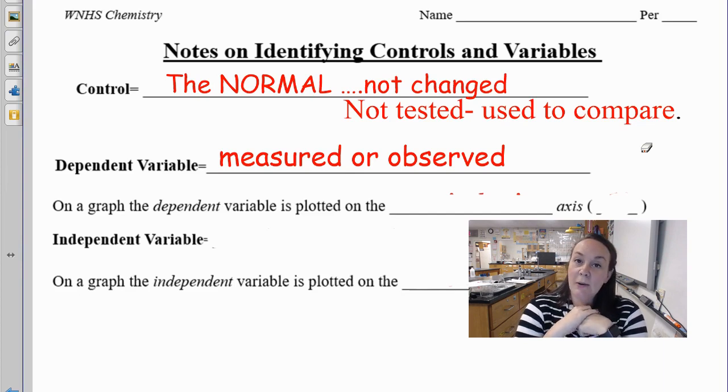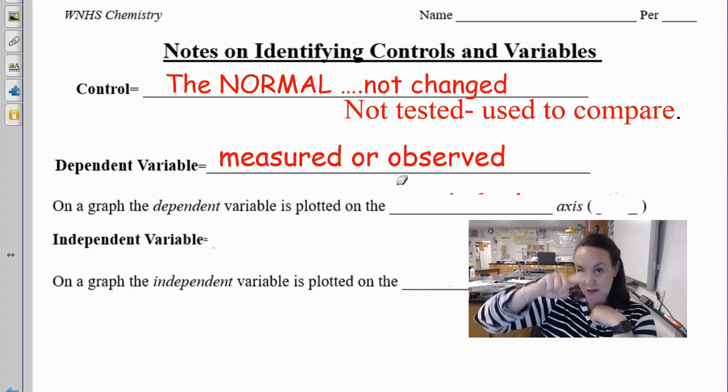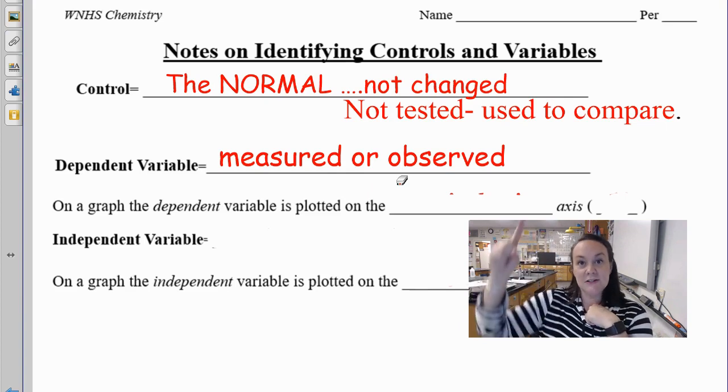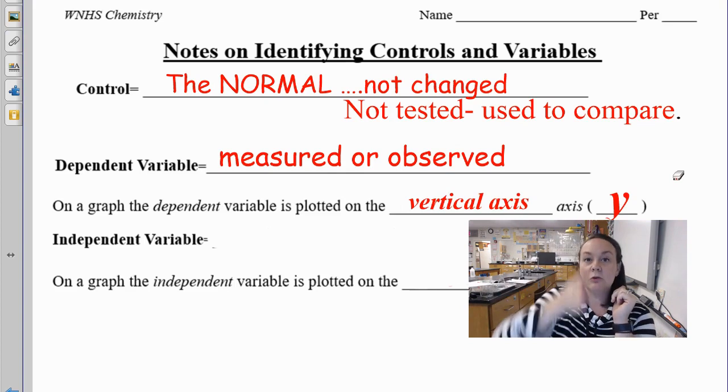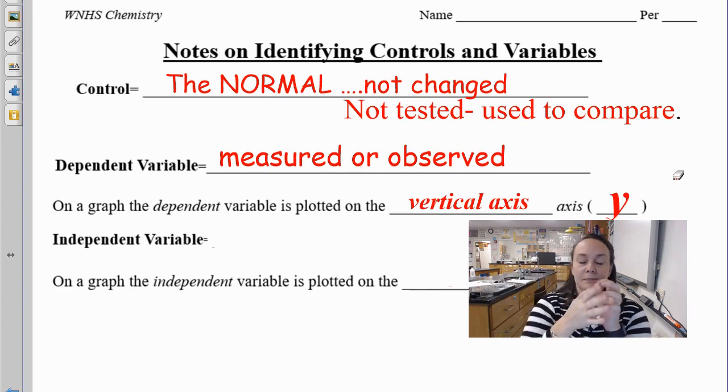And because we are going to talk about graphing a little bit later today, you need to know that the dependent variable, so that you can kind of see the way that it works going up and down, and you can see the changes like that, is going to be on the vertical or the y-axis.